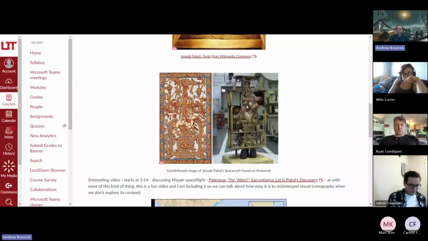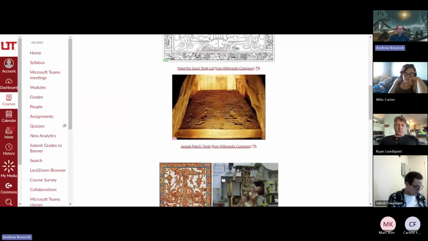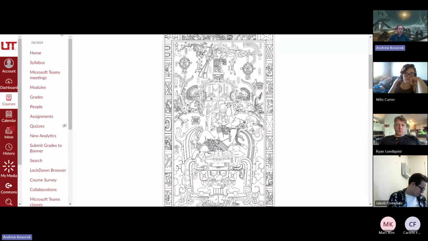I found this on Pinterest, and I could not find who had actually made it, but I think that's really awesome. But I want to talk a little bit about what this actually means for the Maya. Now, keep in mind, the Maya did practice blood sacrifice at this time.